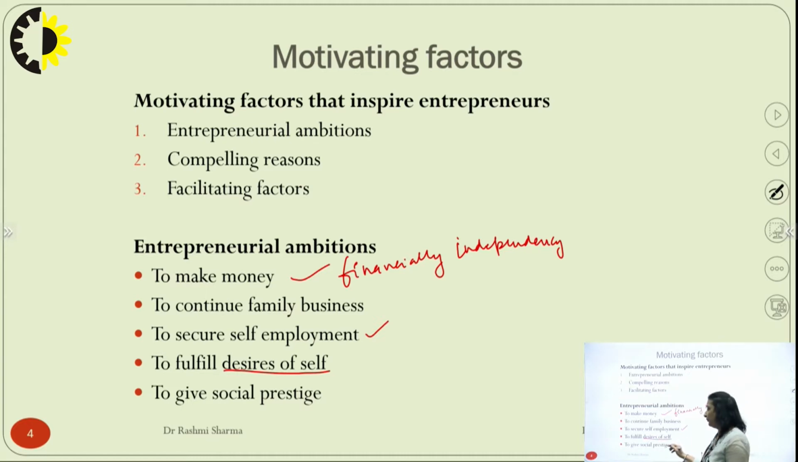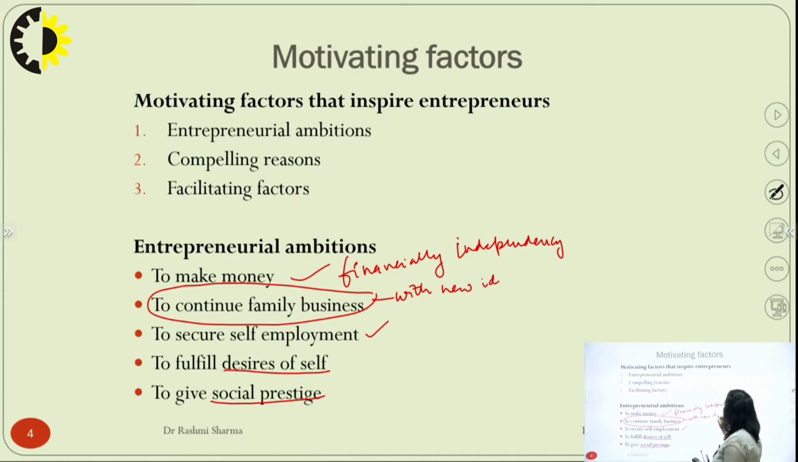You also want some social prestige so that everybody should know. Now coming to this point, this is when you have a previous family business, your father and grandfathers are in this business and you are taking over their business, but with a new idea or a new innovation. This is an entrepreneurial ambition. You want to expand their family business, maybe in terms of a new line segment, maybe in terms of a new venture. So these are some of the entrepreneurial ambitions.